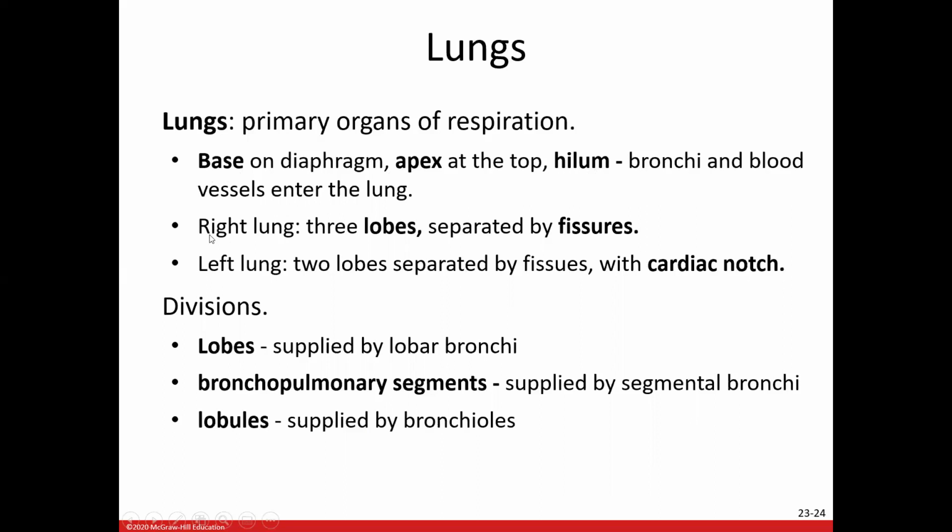Your lungs have a right lung and a left lung. The right lung has 3 lobes with fissures separating them, and the left lung has 2 lobes with fissures separating them. Your left lung also has a very important structure called the cardiac notch. This is a little indentation within the left lung that allows for the heart to fit in between the lungs. So it's sort of a little mold or a crease that the heart fits into nicely. Then you have your divisions. So you have lobes within the lungs, which have your lobar bronchi, which are the secondary bronchi coming off the main bronchi, as well as different segments and lobules.